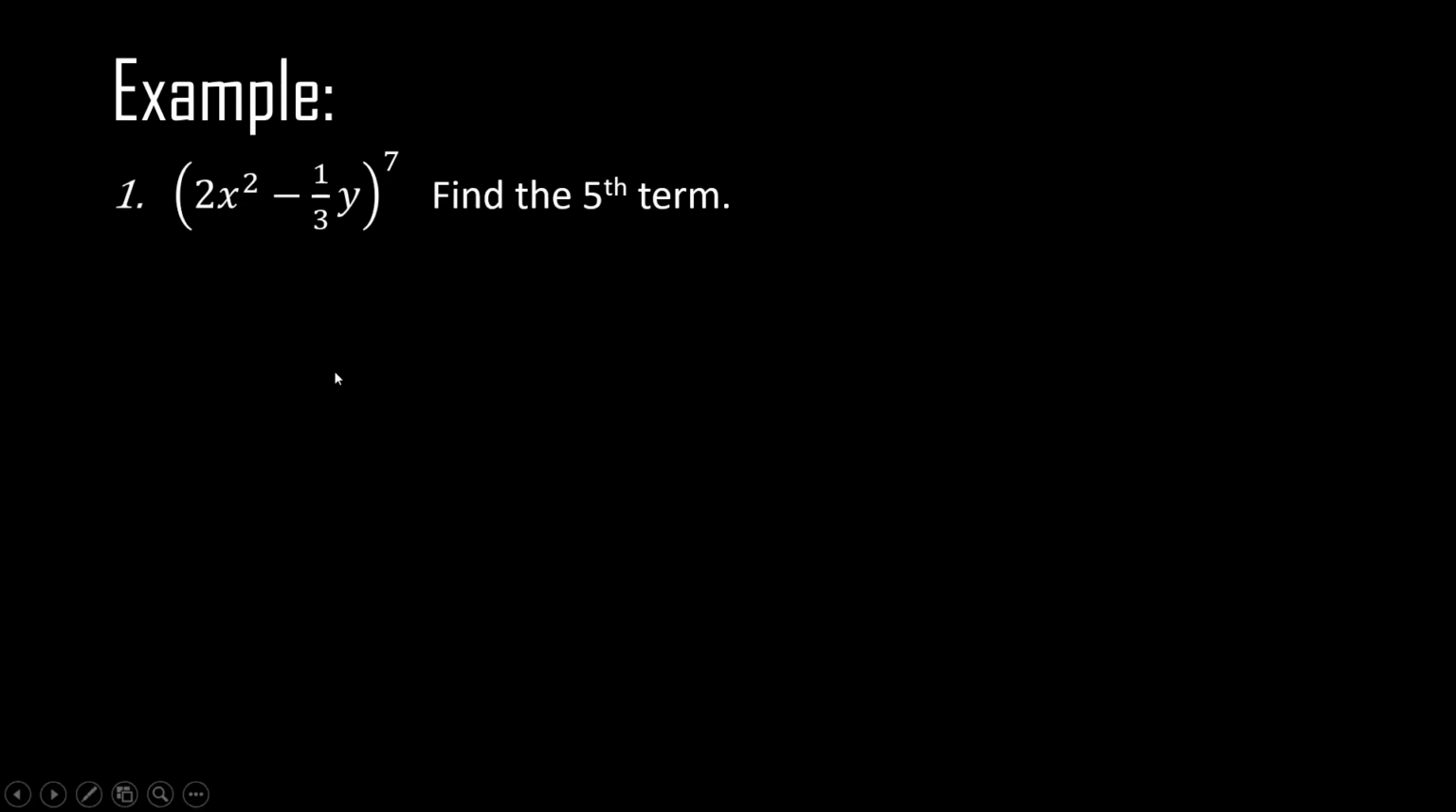So we can understand it further if we have an example. Just like this, it is raised to 7. So we are going to find the fifth term of this equation. If you do not know the formula to find the rth term of a polynomial, then you are going to expand this kind of equation in order only to find the fifth term.